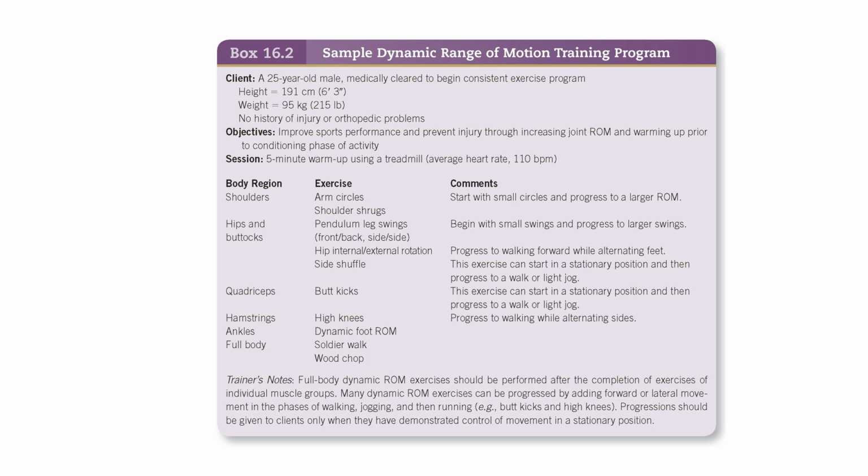So to do that, he's going to warm up for 5 minutes on the treadmill with an average heart rate of about 110 beats per minute. Then he's going to work with the shoulders first, do arm circles and shoulder shrugs, then move down to the hips and buttocks doing pendulum leg swings. You might consider pendulum leg swings as ballistic by nature. They are dynamic, but they also could be ballistic by nature to some degree. Quadriceps, the butt kicks, so taking heels to the rear, and then hamstrings, ankles, and then full body. Again, making sure to incorporate the FITT-VP model as you're programming.